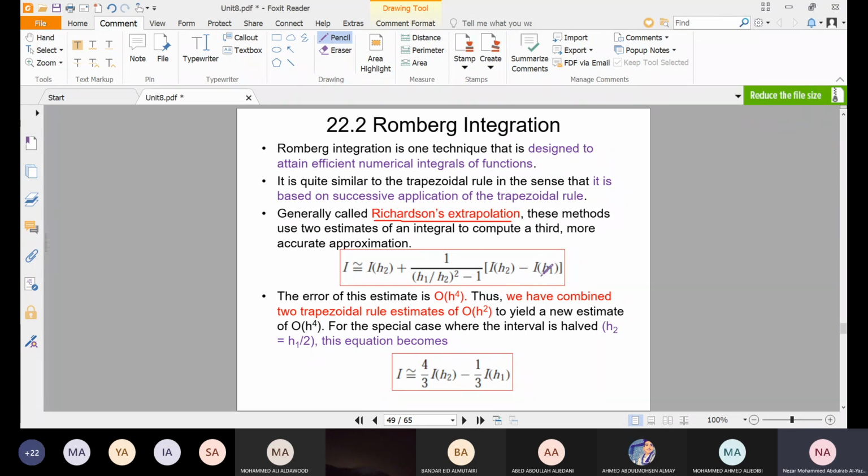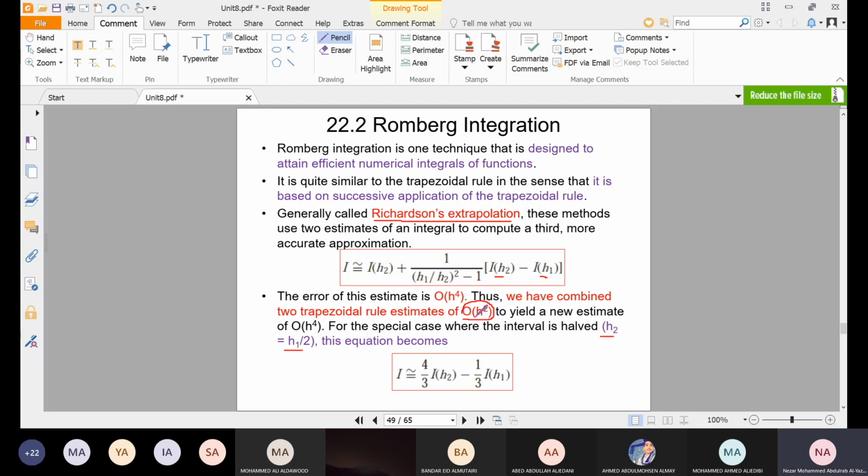Okay, here we have h1 and this is h2, and h2 is half of h1. You can see here h2 is half of h1. So I at h1 and I at h2 are estimated using the trapezoid rule. The values in the first column are estimated using the trapezoid rule, which gives us an error of order h to the power 2.